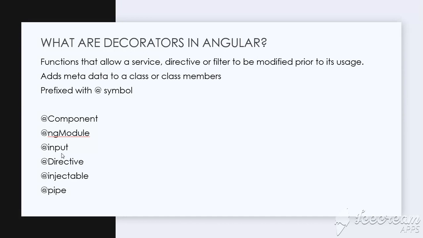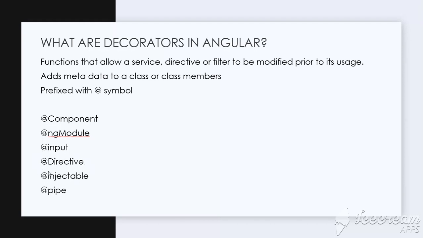So the definition of a decorator is that they are the functions that allow a service or a directive or a filter to be modified prior to its usage. Modifying means adding some metadata. You can use decorators with a component, as I said, using @Component, with a module like @NgModule, with a field, for example, using @Input or @Output.